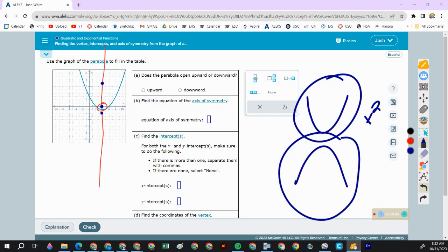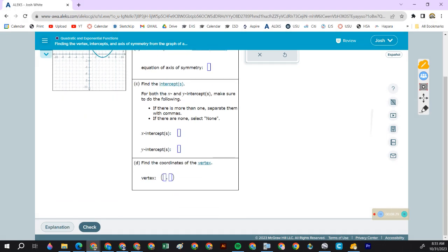Okay. What are the x-intercepts? 2 and 6. And what is the y-intercept? 3. What is the coordinate of the vertex? So this is the vertex, and it is (4, -1). Is that all of them? That's it.